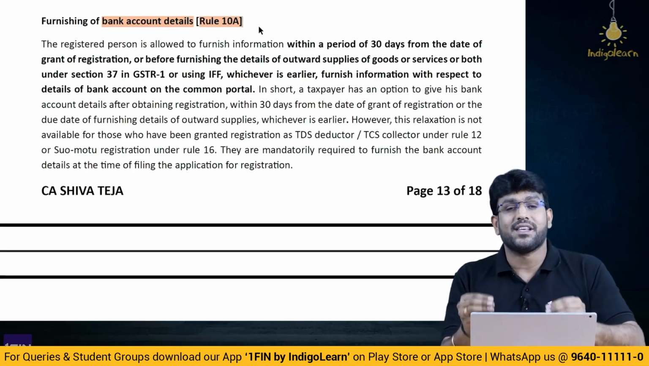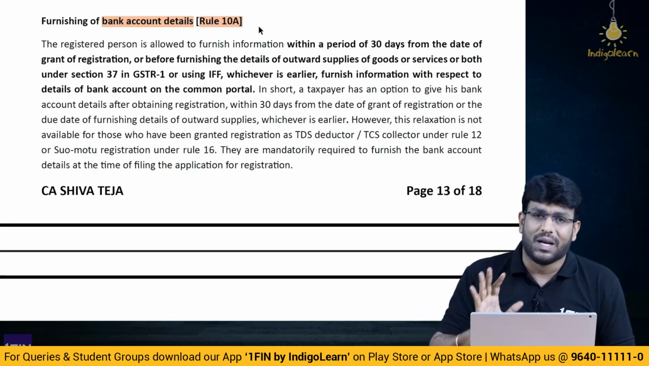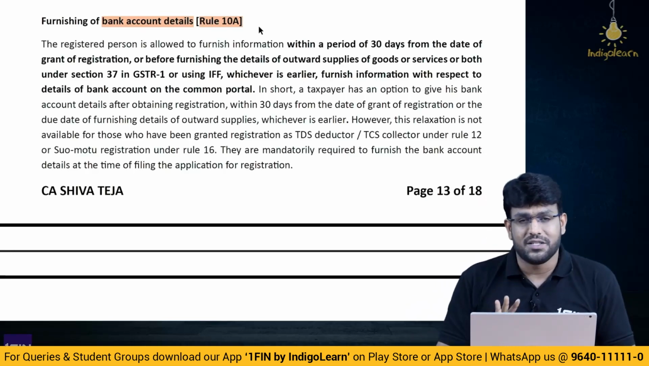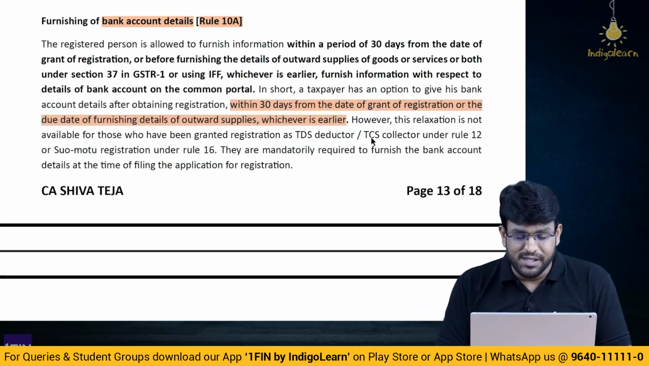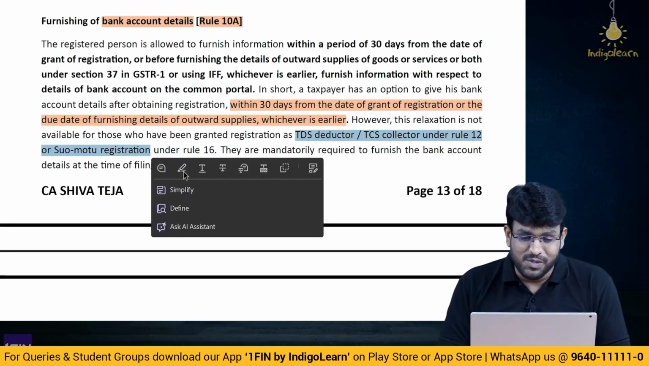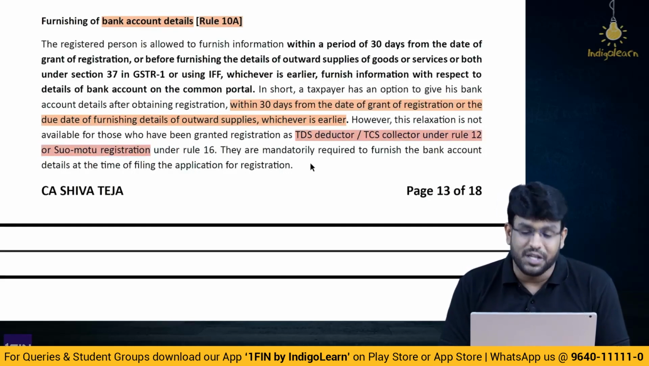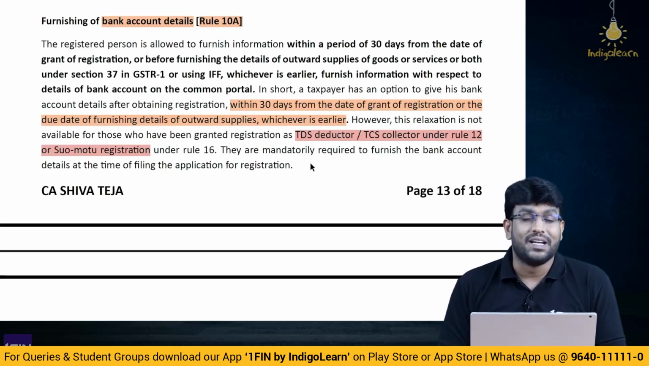Within 30 days from the date of grant of registration or from the due date of filing GSTR1, whichever is earlier, you please update that. But this relaxation, my dear friends, is not available to those who have been granted registration as TDS deductor or TCS collector or suo motu registration. That means what? For these people, they have to update the bank account details at the time of filing the application itself, not subsequently. Clear? Next.